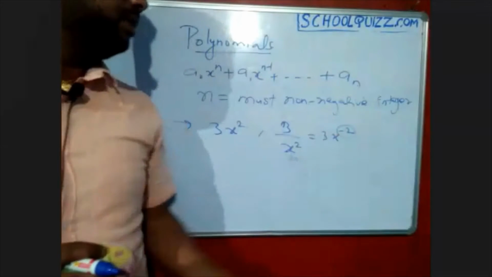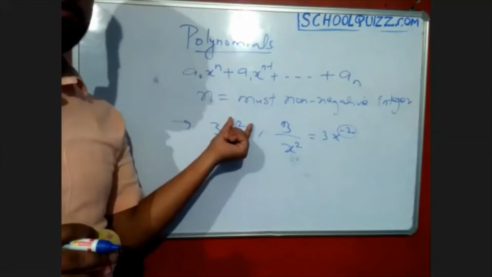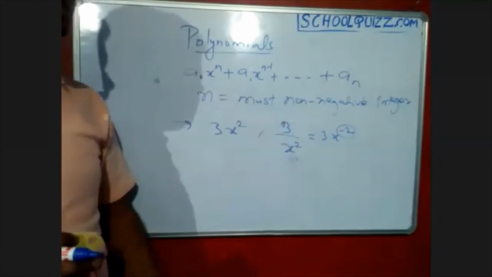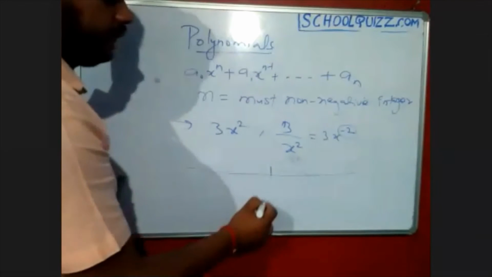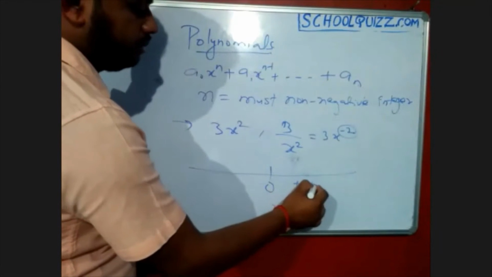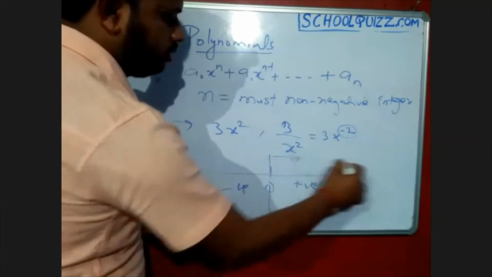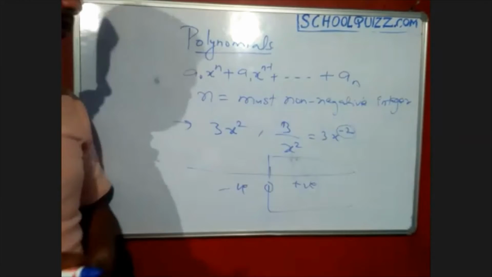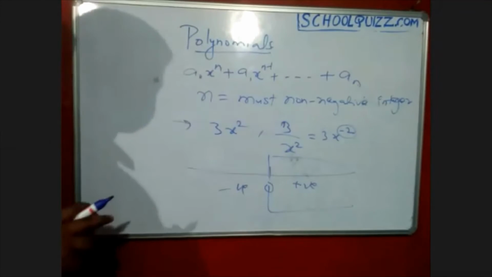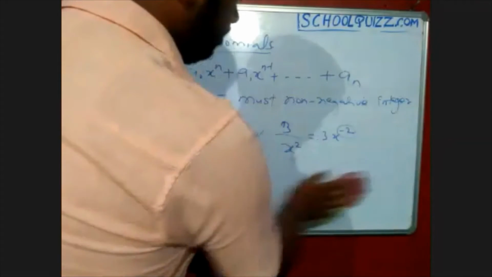So for a polynomial, the power, the exponent, must be a non-negative integer. It can be 0. If I see the integer line, 0 and this side positive numbers and this side negative numbers, the exponent can be a value from 0 to the positive side, but it cannot be a negative value. That is the definition of polynomials.